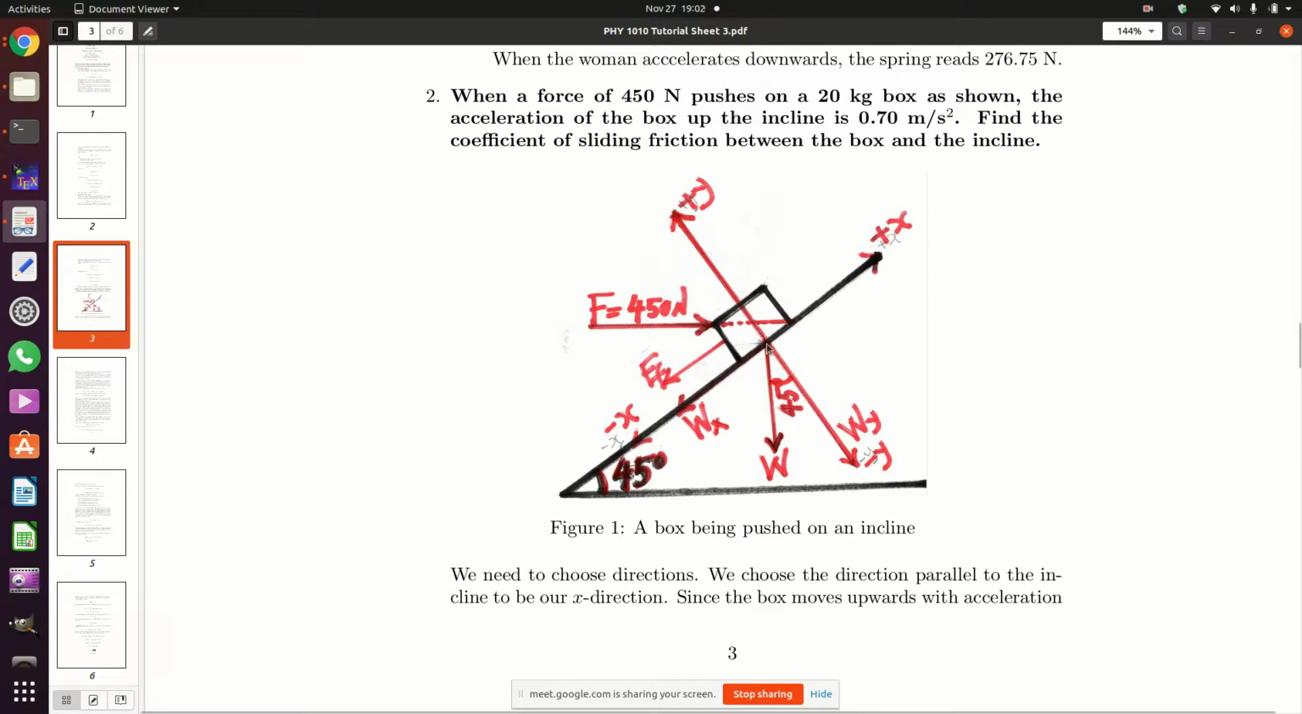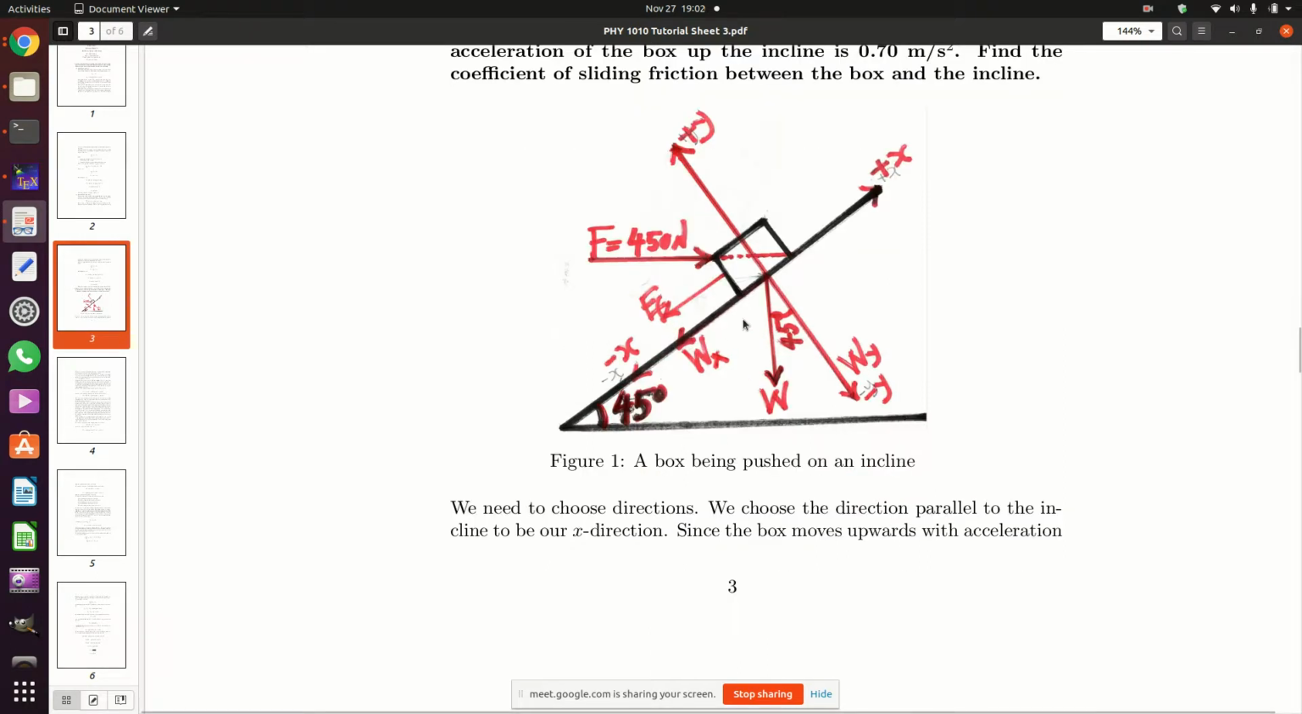We choose the y direction above the incline to be the positive y, and the one below the incline to be the negative y. With this choice of direction done, we clearly see that the weight of the box, W, and this pushing force, F, do not completely lie in the x direction or in the y direction, but some parts of them lie in the x direction, some parts lie in the y direction. So we proceeded to find those.